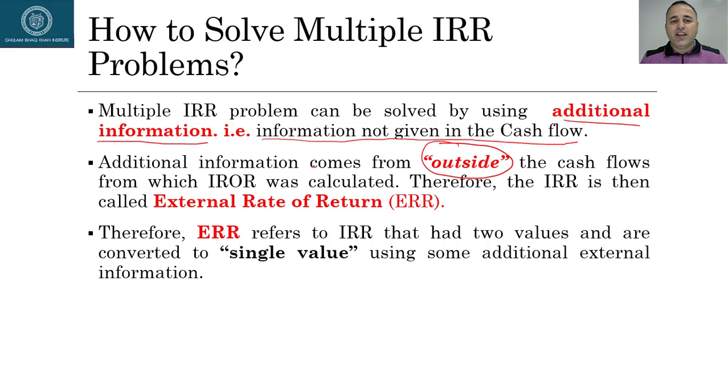That is why, if I use additional information and I calculate an internal rate of return, that rate of return is called external rate of return. Why is it called external? Because I'm using some external information. Therefore, ERR refers to IRR that had two values and is converted into a single value using some additional external information. Okay, so for example, if you remember, I started with a slide.